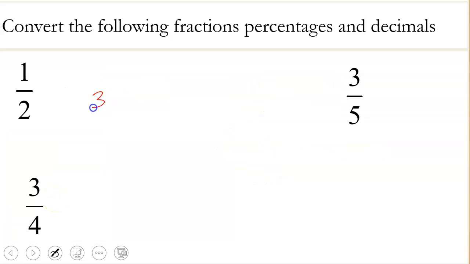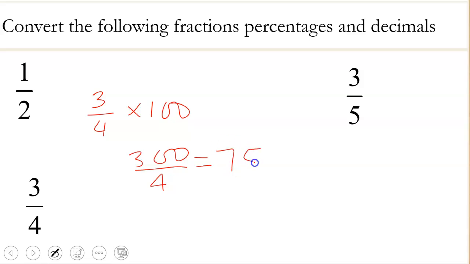3 divided by 4. Again, to percentage will be times 100. So times 100 simply means I'm going to get 300 divided by 4. Now, 300 divided by 4 means I split 300, which I'll get 150. I split 150, and that will give me 75. So this can be written as 75%.